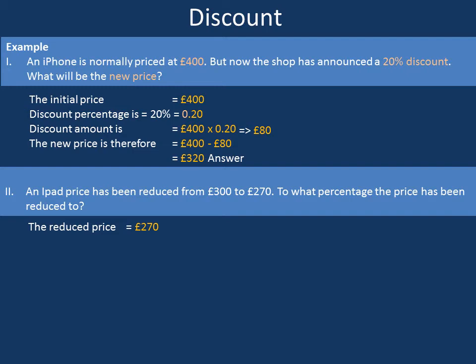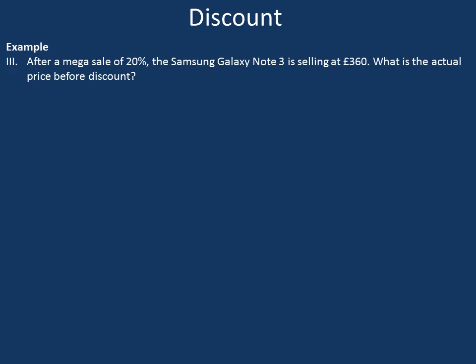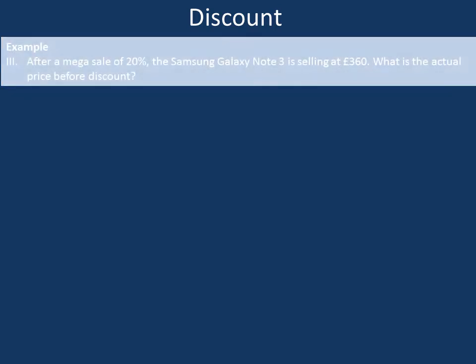Now you need to find the difference between £300 and 270, and if you find the difference, that's going to be £30. Now you divide the £30 by its initial price, the first price before the discount, which is 300, and if you do that, you will get a 10% discount, and that's going to be our answer. Now let's jump to another example.